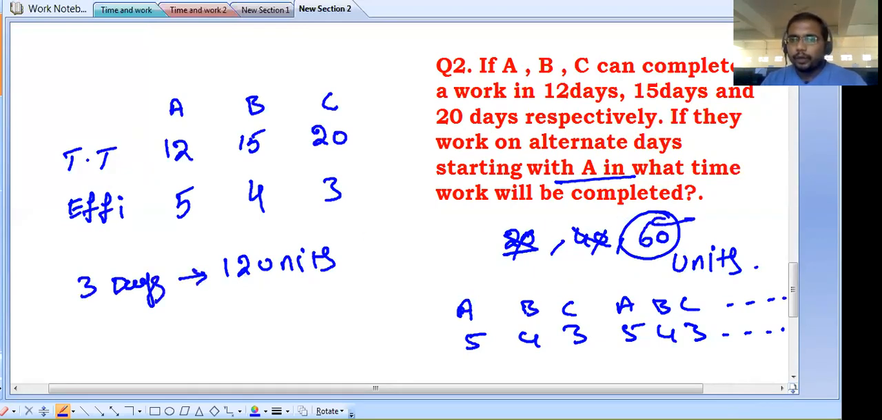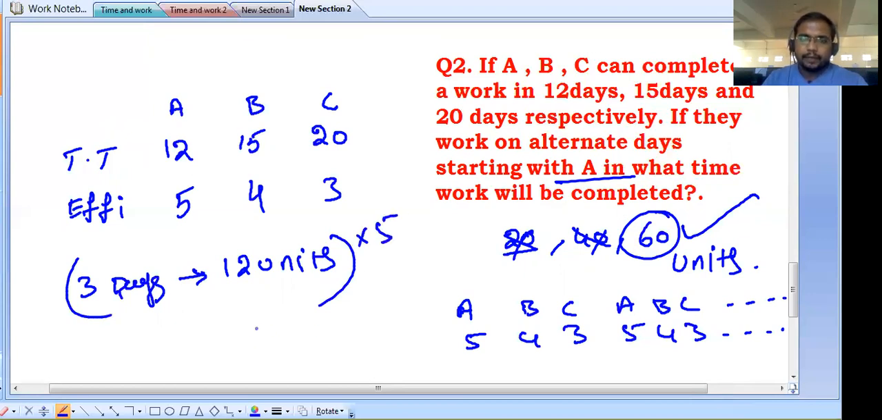But how many units do you require here? 60 units. You require 60 units to be completed. That means multiply directly by 5, because the multiplication is direct here. 12 into something is 60. So 60 units are completed in how many days? 15 days.